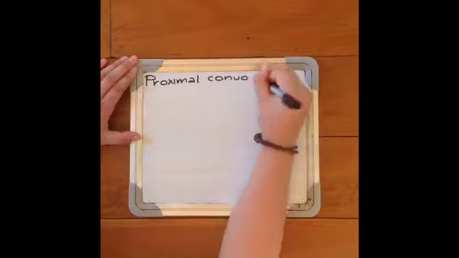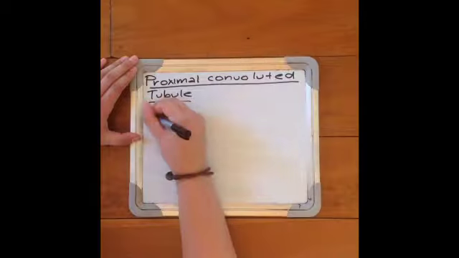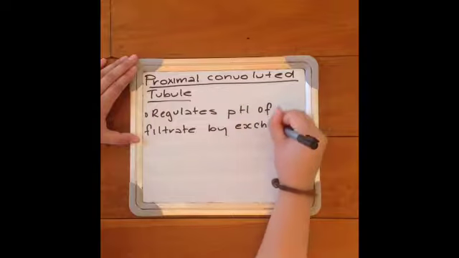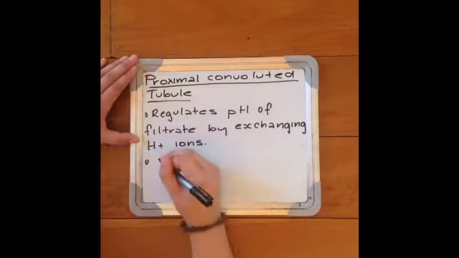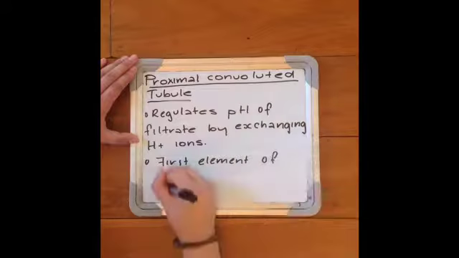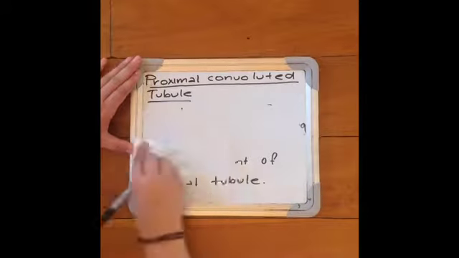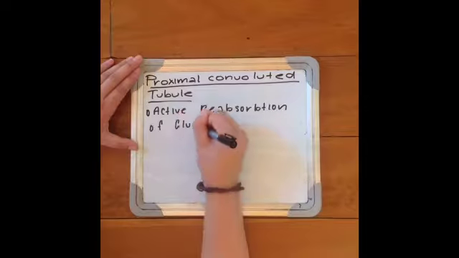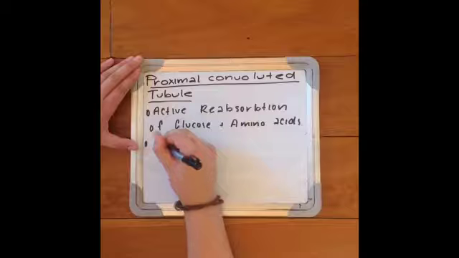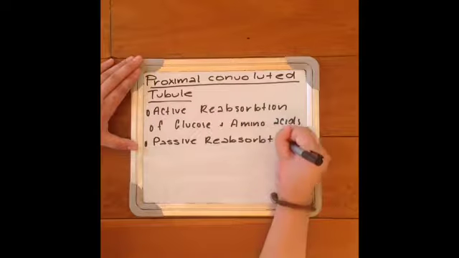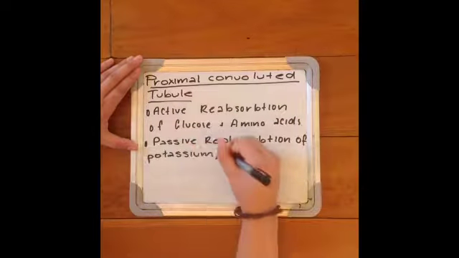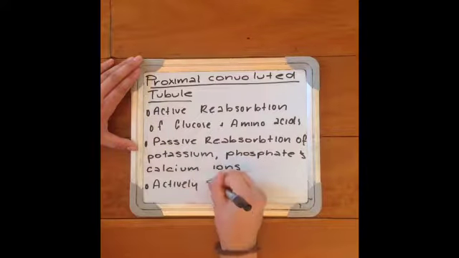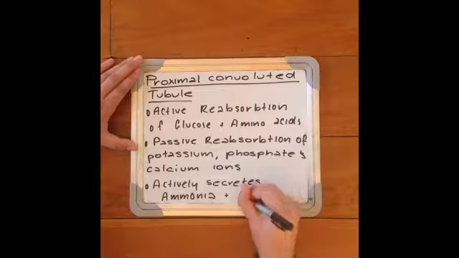The proximal convoluted tubule efficiently regulates the pH of the filtrate by exchanging hydrogen ions in the interstitium for bicarbonate ions in the filtrate. It is also responsible for active secretion of organic acids and some poisons. The proximal convoluted tubule is the first element of the renal tubule, and it lies in the cortex of the kidney. It is responsible for active reabsorption of glucose and amino acids, passive reabsorption of a fraction of the bicarbonate, potassium, phosphate, and calcium ions, alongside active secretion of ammonia and creatine, which is used to assess full function of the kidney.